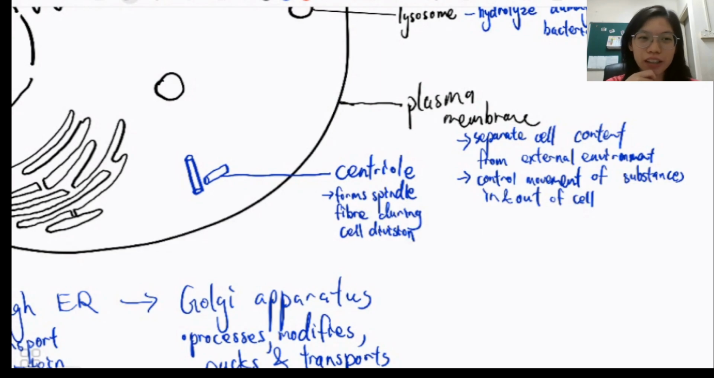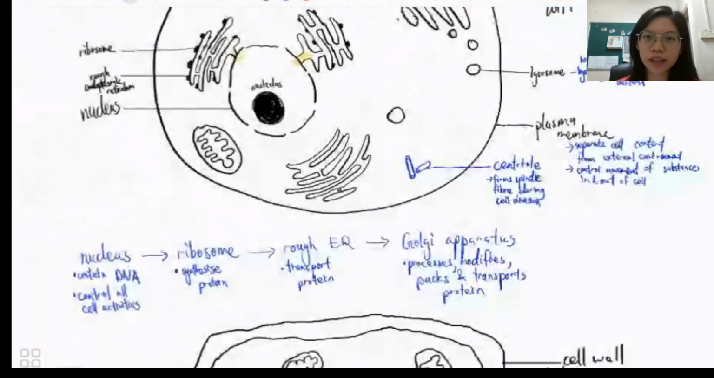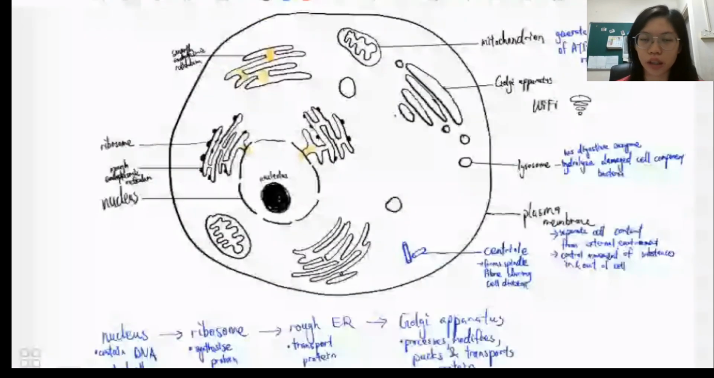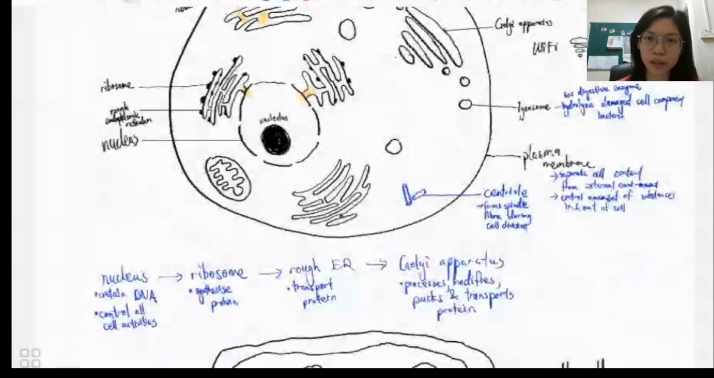Okay, and last but not least, when an animal cell wants to divide into two, that's called cell division via mitosis. So there's actually something very important that is involved in it. It is called a centriole. So what does this centriole do? It will actually form a spindle fiber during cell division. And for this one, you will learn in detail in Chapter 6. Okay, so these are the basics of it for the animal cell, for their cell components.